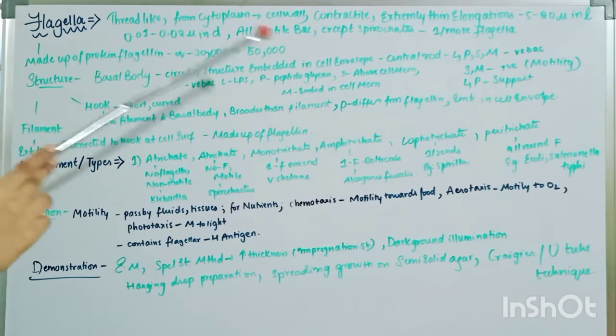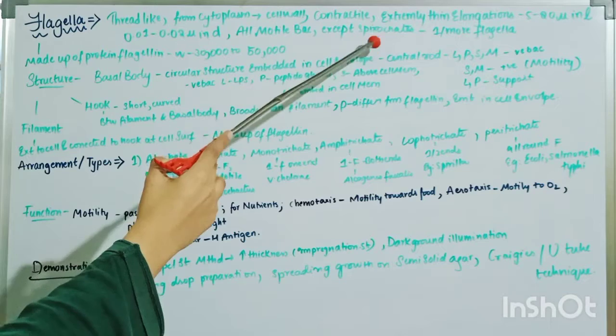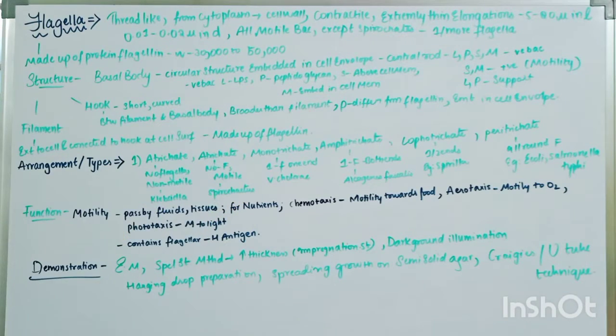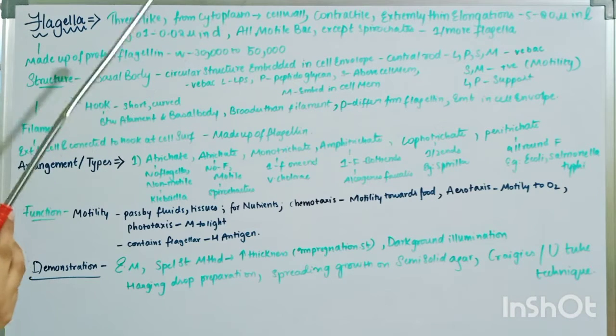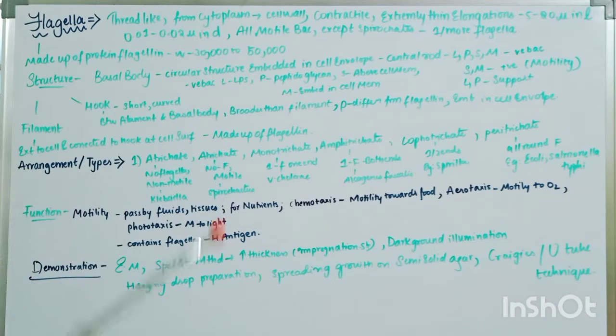All motile bacteria have flagella except Spirochaetes, which contain only one or more flagella. The flagellum is made up of the protein flagellin. Its molecular weight is 30,000 to 50,000. Coming to structure, it contains three basic structures: the basal body, hook, and filament.